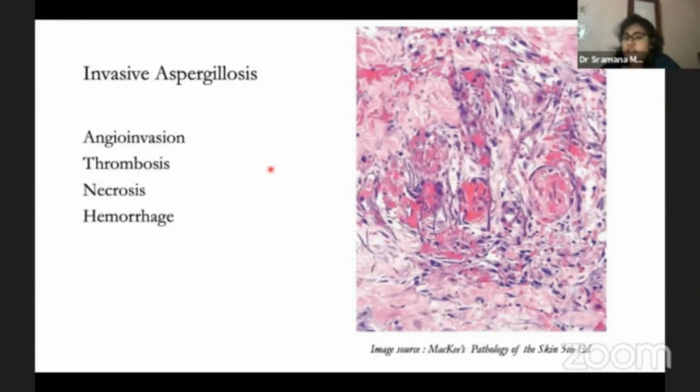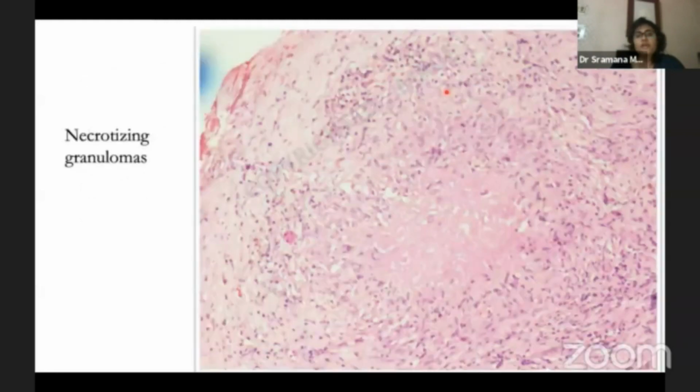And what are the four features? It will cause angioinvasion, that is invasion of the blood vessels, where you can see filamentous fungal forms. And there will be thrombosis because there will be RBCs and fibrin blocking these blood vessels. Because of the ischemia caused by the angioinvasion and thrombosis, there will be necrosis, and there will also be spillage of RBCs in the tissue, which is known as hemorrhage.